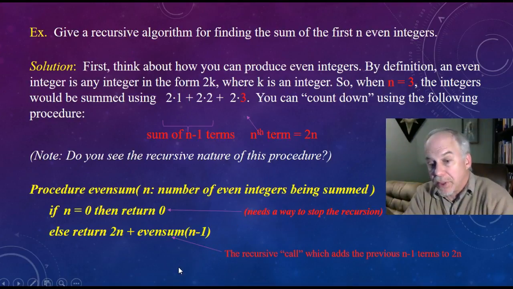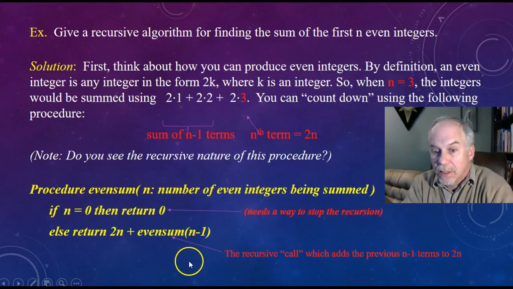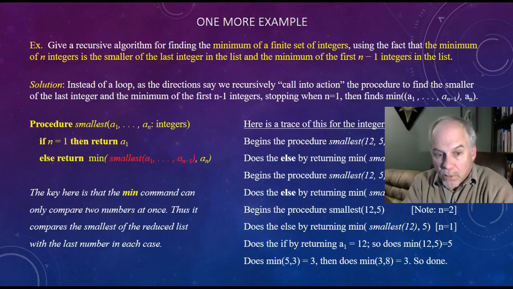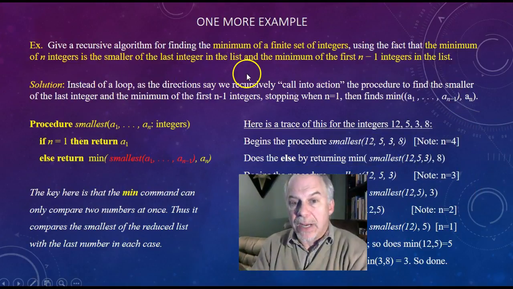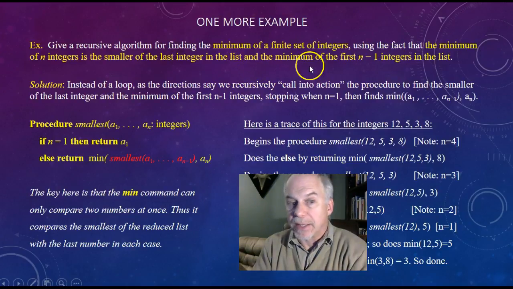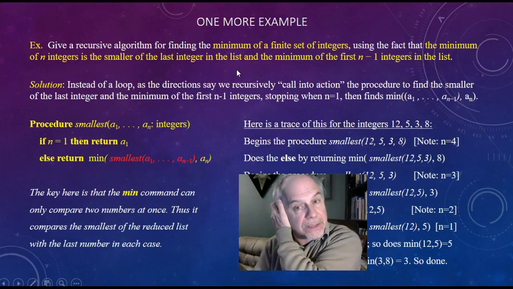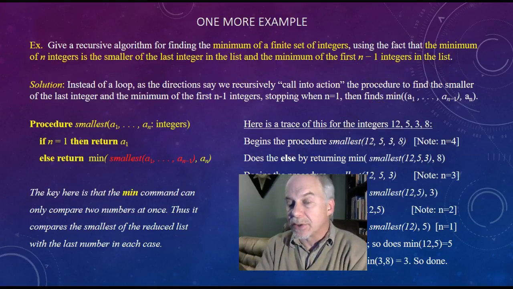Recursive algorithms are pretty cool if you can understand how they work and how to create them. All right, one more example. Give a recursive algorithm for finding the minimum of a finite set of integers using the fact that the minimum of n integers is the smaller of the last integer in the list and the minimum of the first n minus 1 integers in the list.